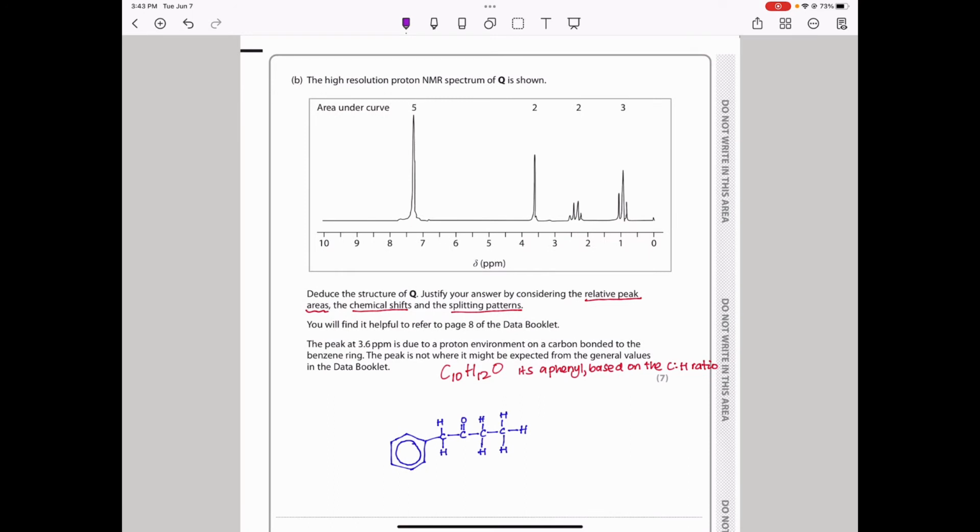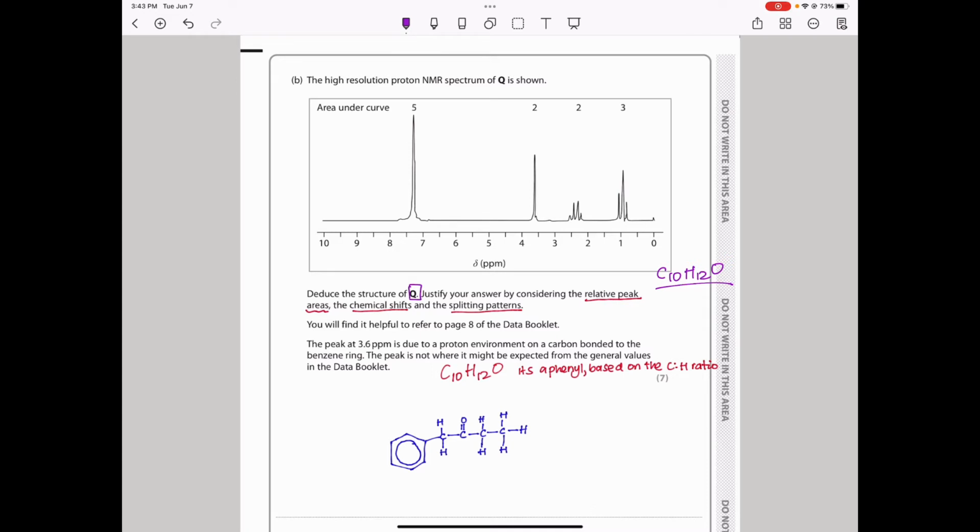Next part, they say the high resolution proton NMR spectrum of Q is shown below. Here it's shown here, and then they say deduce the structure of Q. They want us to find the structure of Q. Justify your answer by considering the relative peak area. So this is very important. We're going to consider the relative peak area. Remember, we have already established that Q is carbon 10, hydrogen 12, oxygen. So we're going to establish the relative peak area and everything.